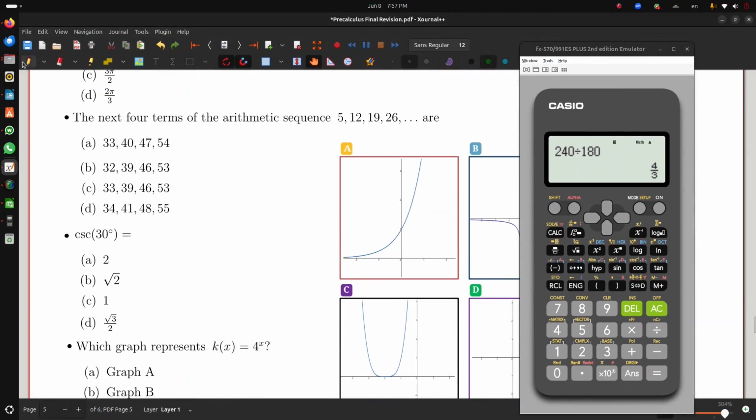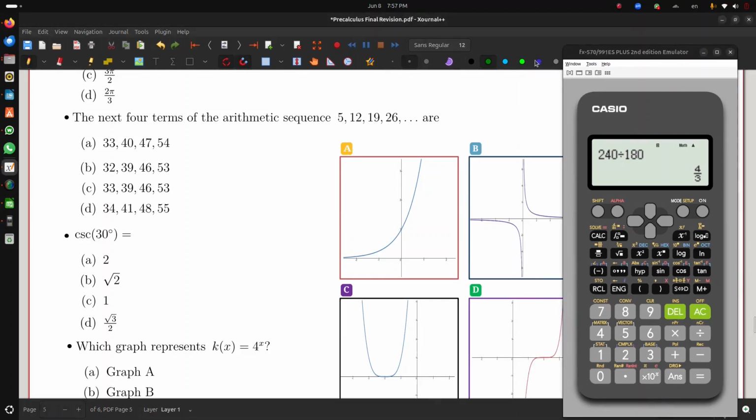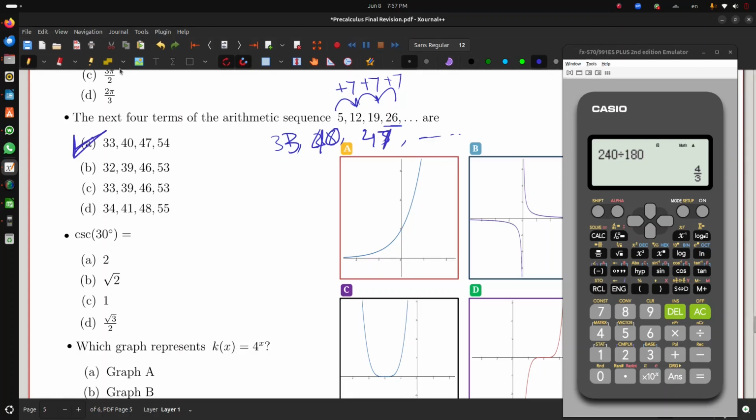Okay, this one we need the next 4 terms. Okay, let's notice the pattern here. 5 became 12, so we added 7, add 7, add 7. To find the next 4 terms, you will add 7 to 26, it will be 33, 40, 47, and so on. Sorry, 33, 40, 47. Is this one.